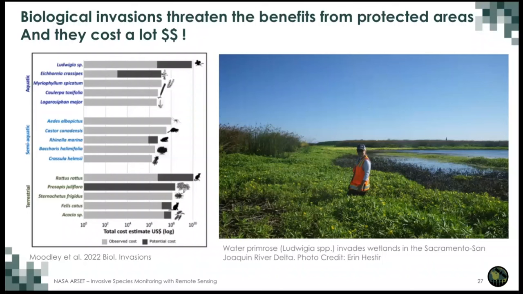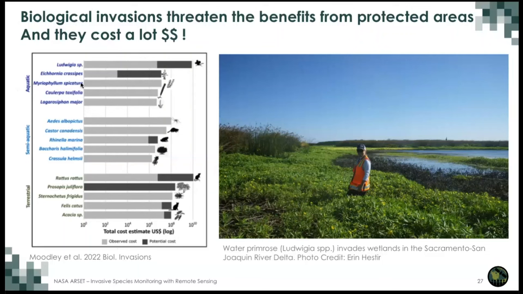And the reported economic costs of these invasive alien species in protected areas amounted to $22 billion between 1975 and 2020. We can see here that these aquatic invasive species that are the most costly are the group in dark blue at the top. And we can see on the x-axis the total cost estimate of these species in US dollars, and note that it is on the log scale.